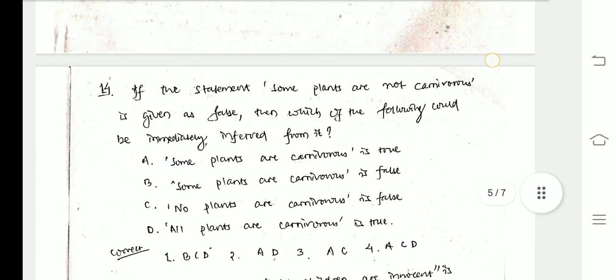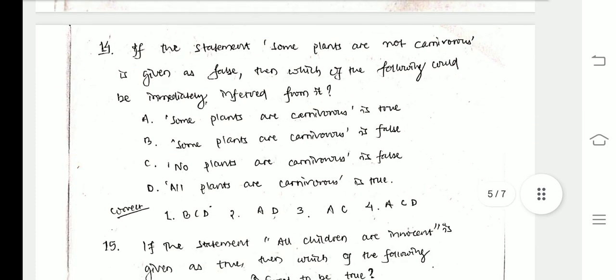Now question number 14. Some plants are not carnivorous. Some not means O proposition is false. Then which of the following could be immediately inferred from it? O proposition is false. We know that I and O are subcontraries, so at least one of them is true. At least one of them is true means some plants are carnivorous is true. So A will be taken.